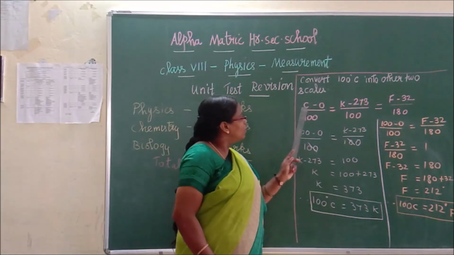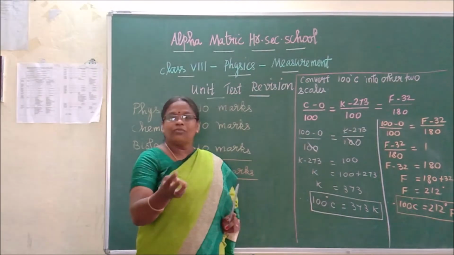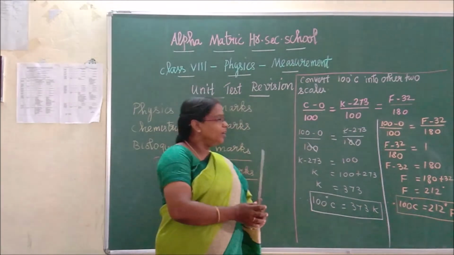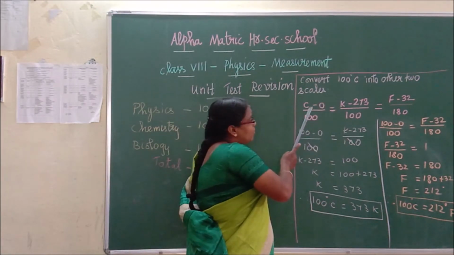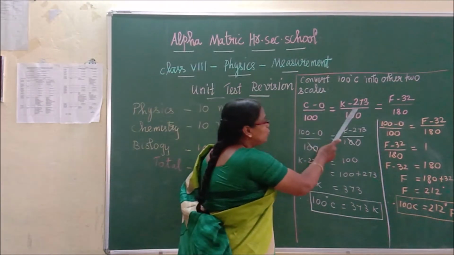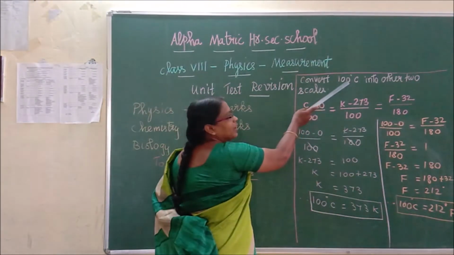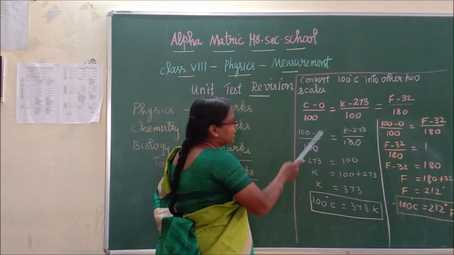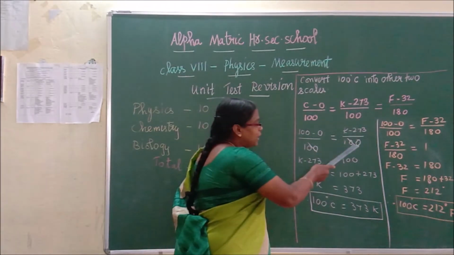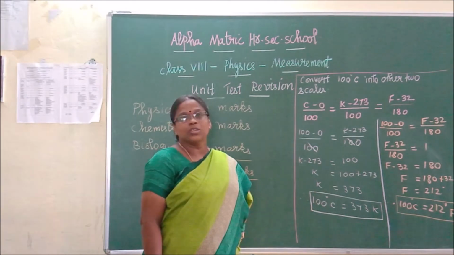Okay. Now the sum is 100 degrees Celsius. You have to convert it into the other 2 scales, Fahrenheit and Kelvin. First, let us convert it into Kelvin. First, write down the formula. In the place of C, substitute 100, because it is 100 degrees Celsius. Write the other values as they are: 0, 100, K, 273, 100. Due to the division, 100 will get cancelled out by cross multiplication.